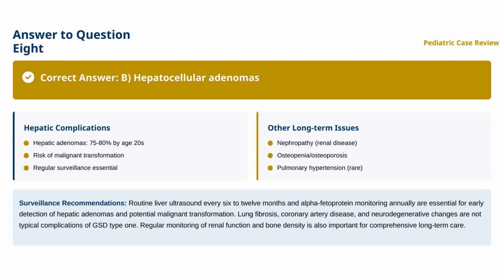Hepatic adenomas occur in 75 to 80% of GSD type 1 patients by their 20s. There is a risk of malignant transformation necessitating regular surveillance. Other long-term complications include nephropathy and osteopenia. Routine liver ultrasound every 6 to 12 months and alpha-fetoprotein monitoring annually are recommended. Lung fibrosis, coronary artery disease, and neurodegenerative changes are not typical complications of GSD type 1. Despite good metabolic control since childhood, hepatic adenomas remain a significant concern that requires ongoing monitoring throughout adulthood. Early detection of these adenomas is crucial for timely intervention and prevention of malignant transformation.